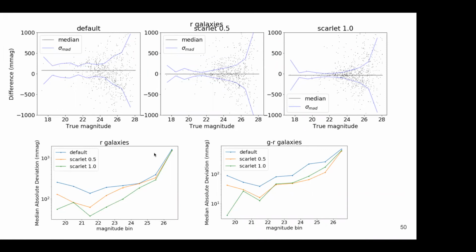And then at the bottom, this is essentially just plotting those same lines, but now on top of each other on a log scale. So we can have a comparison of how the current Deblender is doing versus Scarlet.